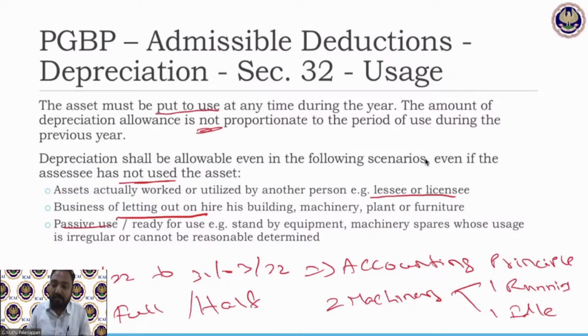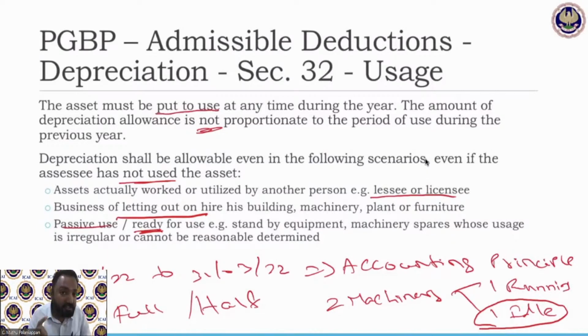So now what happens? This idle machinery, even if it is not running throughout the year, is still eligible for depreciation, because it is ready for use. That's how you claim depreciation. It's not about usage. Even ready-for-use assets are eligible for depreciation. It's not only when you use the asset; even if your business is letting others use it, you are still eligible for depreciation. So that's the concept of usage.